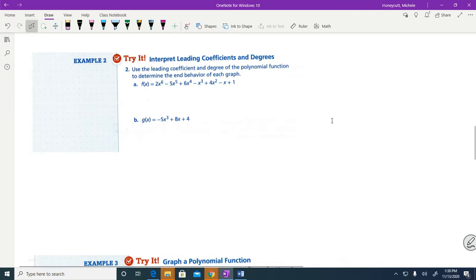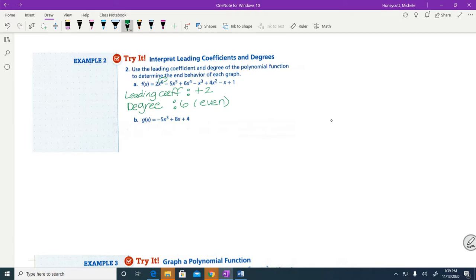Use the leading coefficient and degree of the polynomial function to determine the end behavior of the graph of each function. So first I want to make sure that my function is in standard form, x to the 6th, x to the 5th, 4, 3. Yeah, it's in standard form. So I need to know my leading coefficient. It's positive 2. So leading coefficient is positive. And my degree is 6. So the degree is 6, which is even.